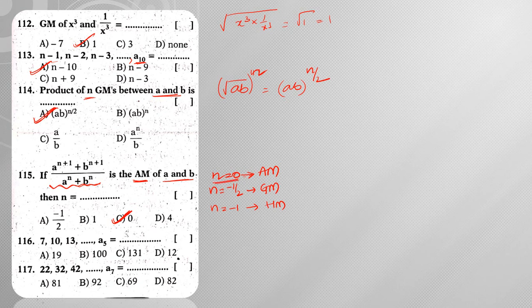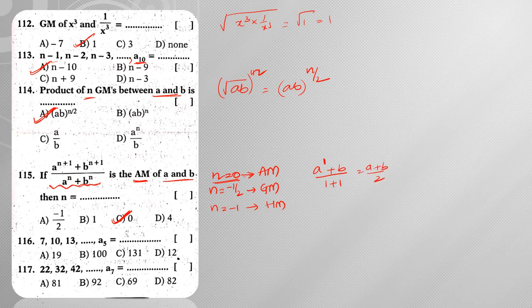If n is equal to 0, then it represents AM. That means whenever you substitute n is equal to 0, what am I going to have? A power 0 plus 1 is a power 1, plus b power 0 plus 1 is b power 1, by a power 0 is 1 plus b power 0 is 1, which is nothing but (a plus b) by 2.